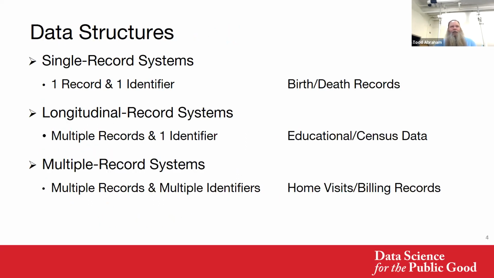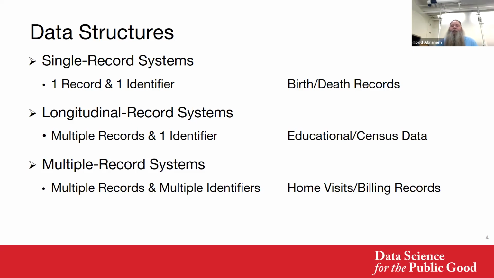So when we talk about data structures, there are many different types, but I classify them for myself into three major systems. One is the typical data structure that I think most people would envision, where it's a single record system. There is one row of data with one identifier for each unique observation. Data that typically should have this form would include things like birth and death records, where you shouldn't have an individual show up twice in either of those files. If they do, there's potentially something wrong.